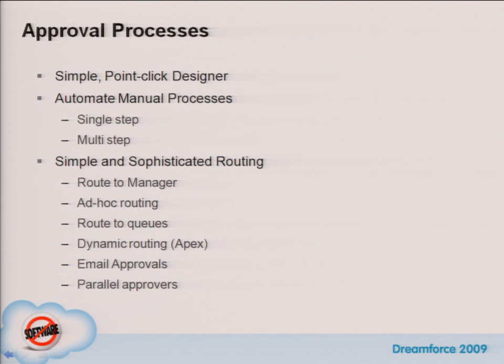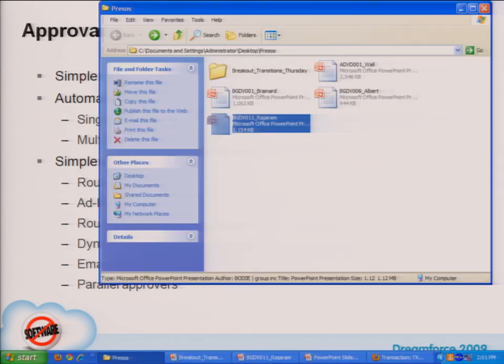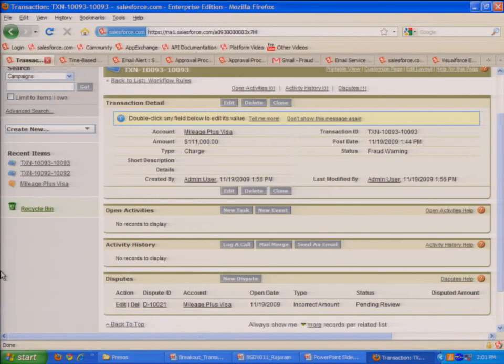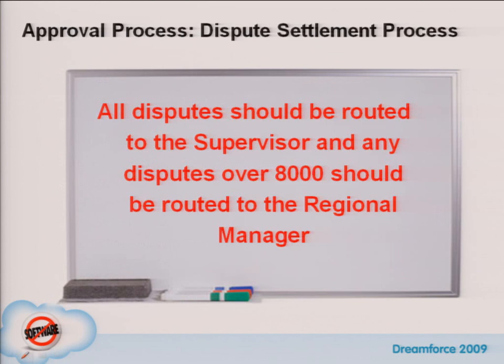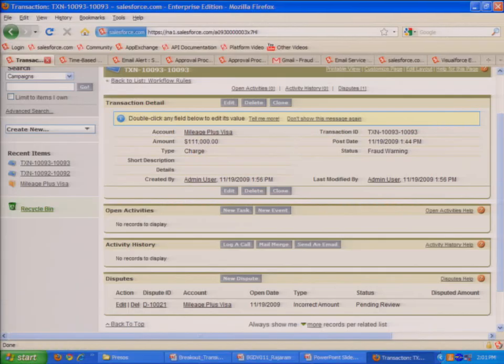How many of you have built an approval process? It's not bad. So let's see. In this approval process, the use case is that all disputes should be routed to the supervisor, and any dispute over 8,000 should be routed to the regional manager. I'm just throwing it out off the top of my head, but something like that. So let's see how we can do that.